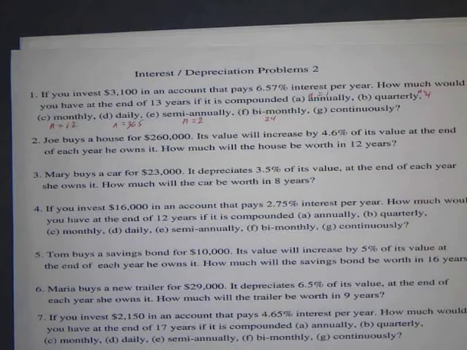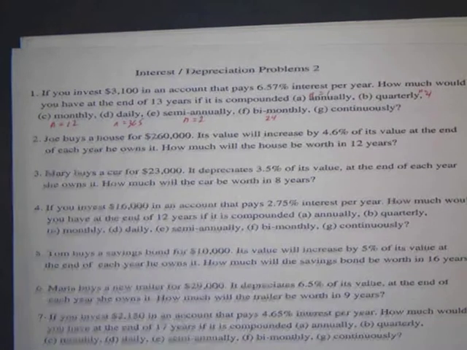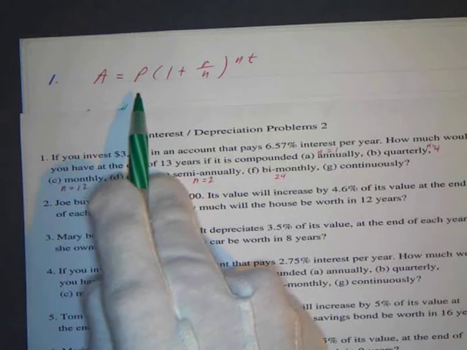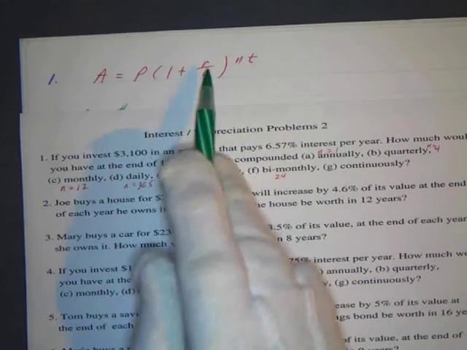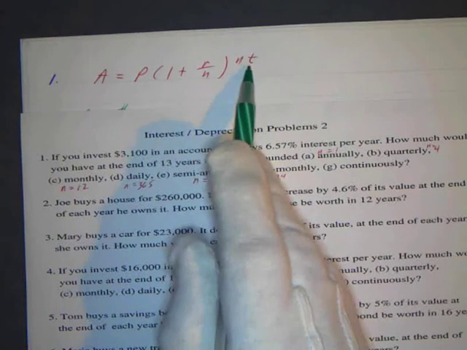Okay, here's some review problems on some simple interest depreciation questions that we had. Basically we're going to be using our main formula. This formula: amount equals principal times 1 plus r, which is the rate, over n, which is the number of times compounded, times the total number of years.